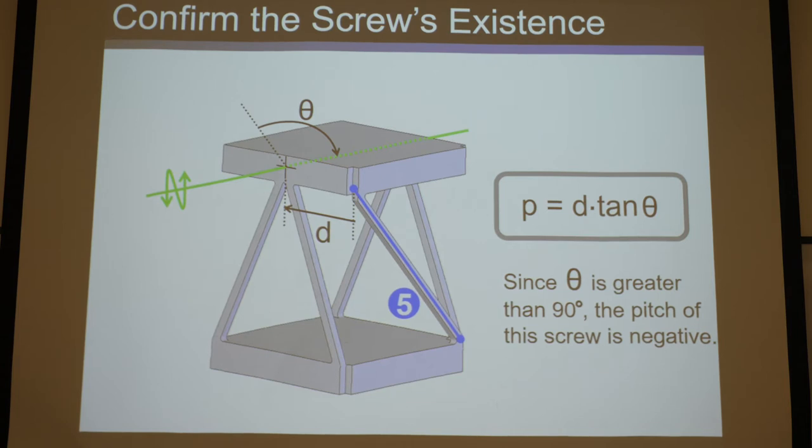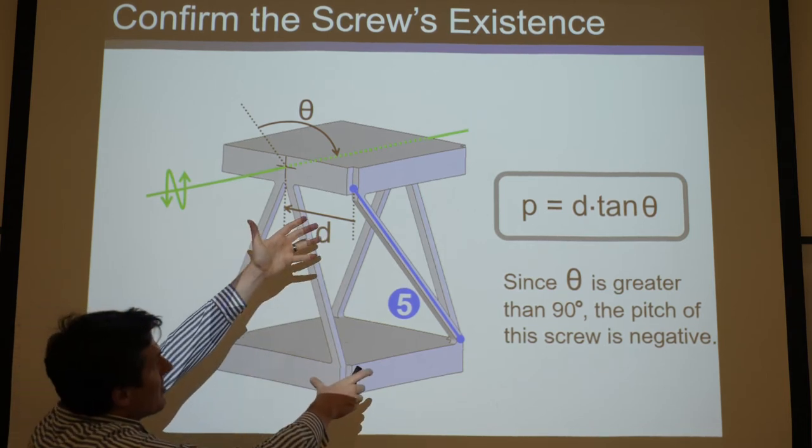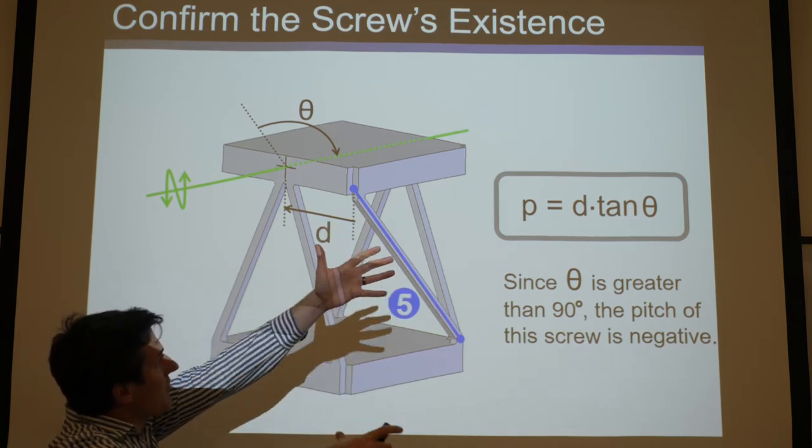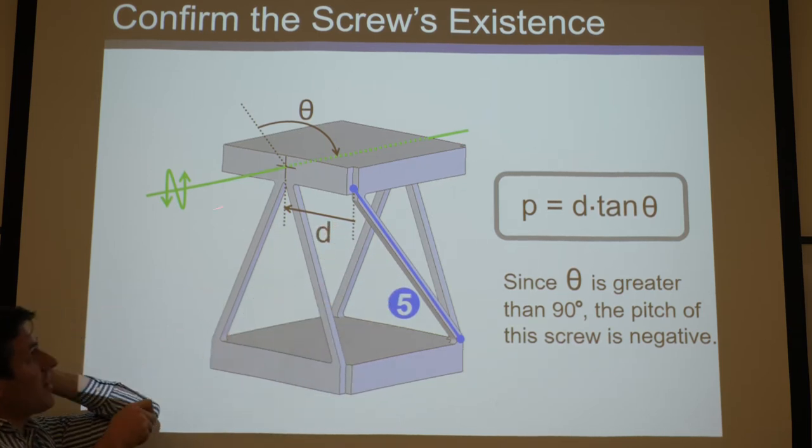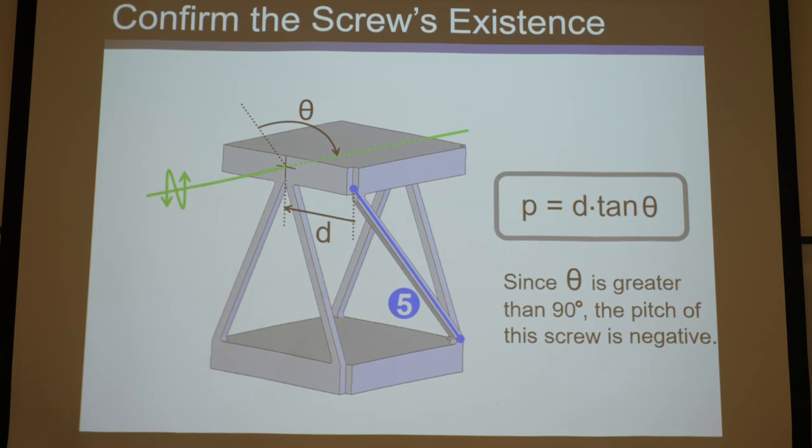So I think a much cleaner design, and much easier to implement, would be a motor that moves that constraint further out or in, and that would vary the pitch to what you want.